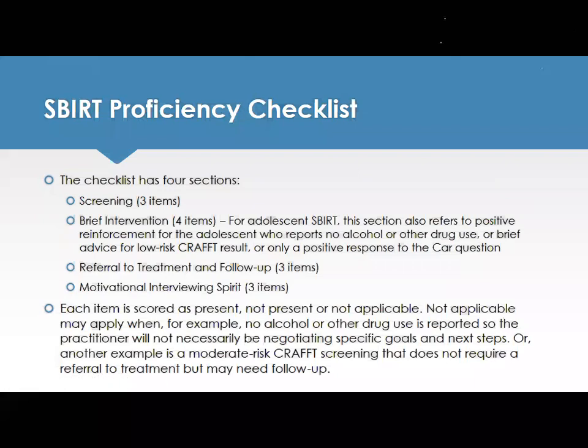So again, hopefully you're all looking at the checklist now, and you can see it has 4 sections: screening, brief intervention, referral to treatment and follow-up, and motivational interviewing. And not all of these will be applicable, particularly if the child's CRAFT score is 0 or they're not using substances and you're providing positive reinforcement.